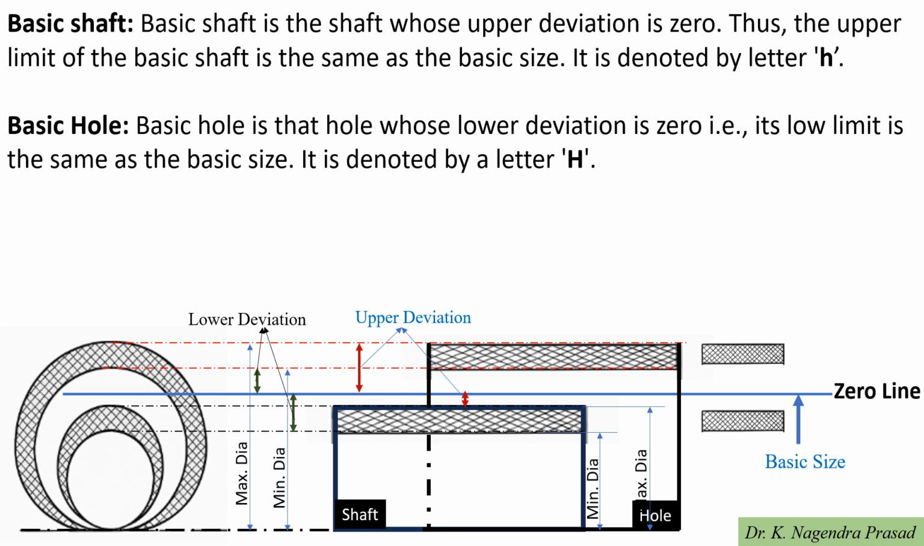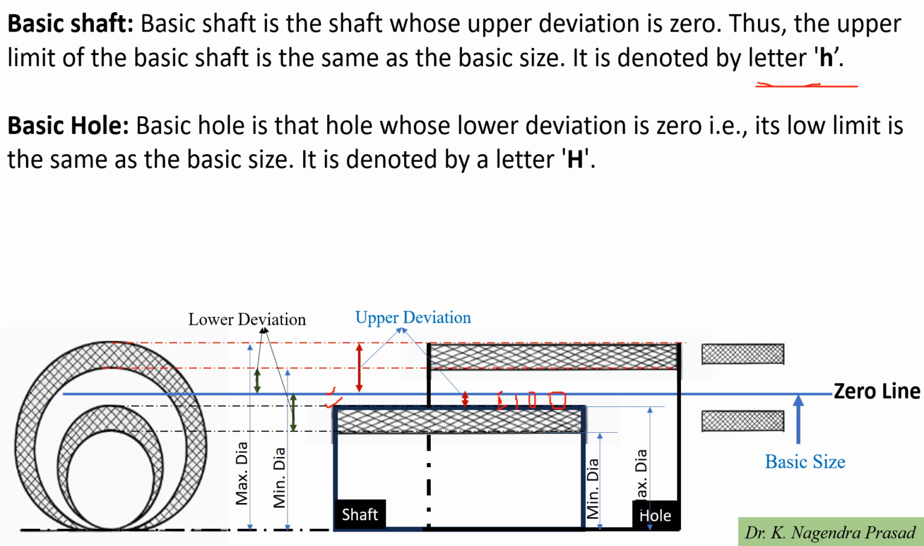So let's see for the basic shaft. So this is for the shaft. The definition is upper deviation is 0, and this is the upper deviation. When it is the 0 value, the maximum limit of the shaft is equal to the basic size. So basic shaft is the one whose upper deviation value is 0, and upper limit of the basic shaft is the same as the basic size, and it is represented by the smaller letter h.